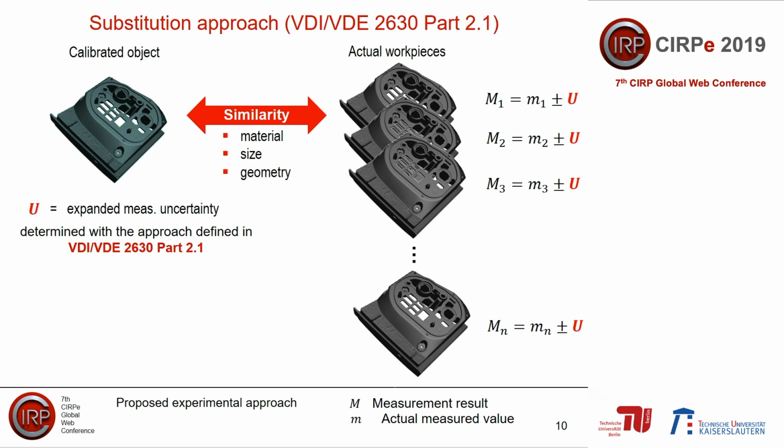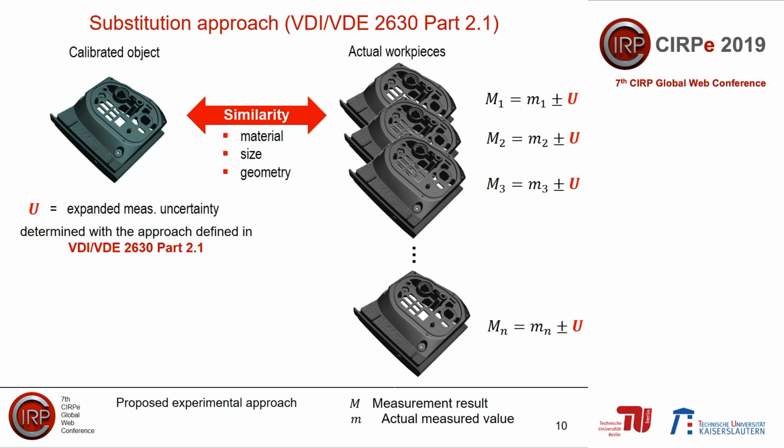This approach can be applied when a calibrated object as much similar as possible to the actual workpieces is available with sufficiently low calibration uncertainty. According to the German guideline VDI/VDE 2630 Part 2.1, the similarity conditions include material, size, geometry, measurement procedure, and environmental conditions. If these conditions are well respected, the same influences impact on both the calibrated sample and on workpieces to be actually tested.